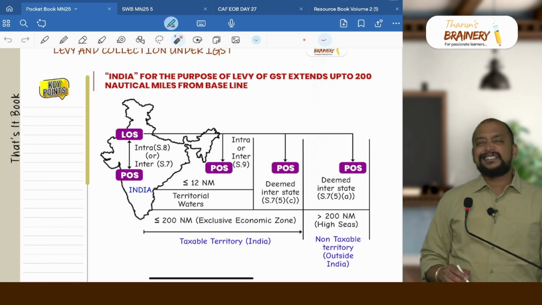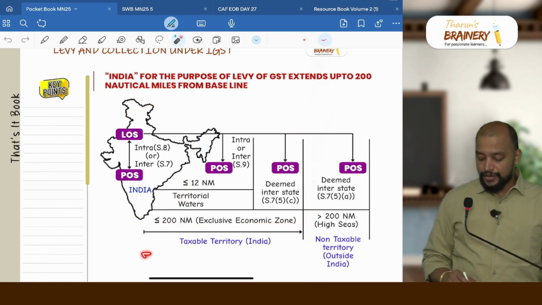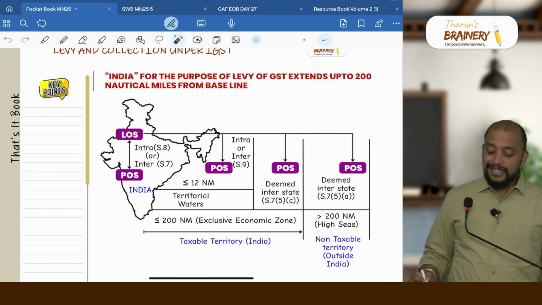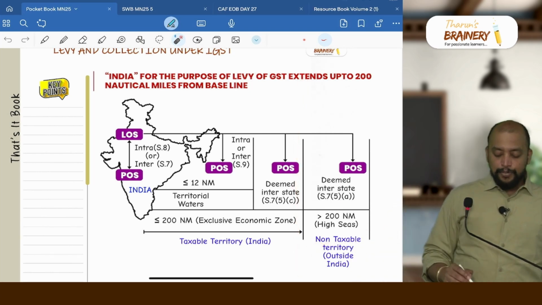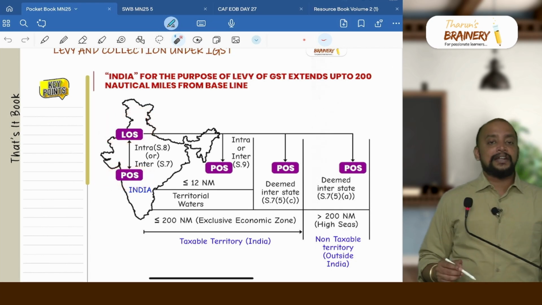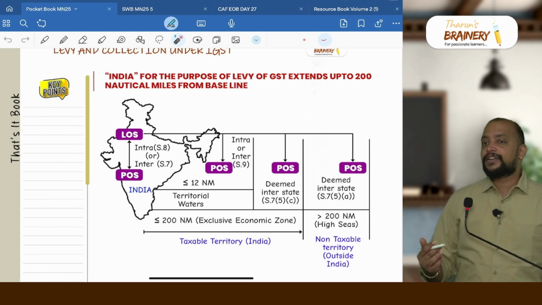And what is considered as taxable territory? The land as well as up to 200 nautical miles from baseline is known as taxable territory, that is India. Beyond 200 nautical miles is known as high seas or non-taxable territory. And suppose if the location of supplier and place of supply are both in the land, then it will be either intrastate supply or interstate supply determined under section 7 or section 8.